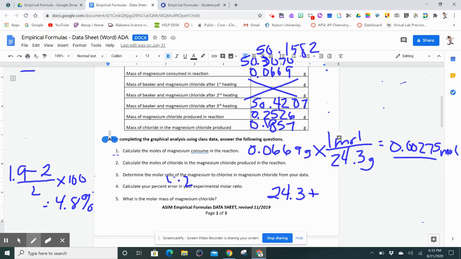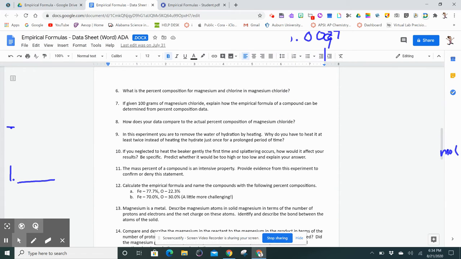And I have 2 chlorines, so that's going to be 2 times 35.45. And that should be 95.2 grams in 1 mole. Grams per mole.